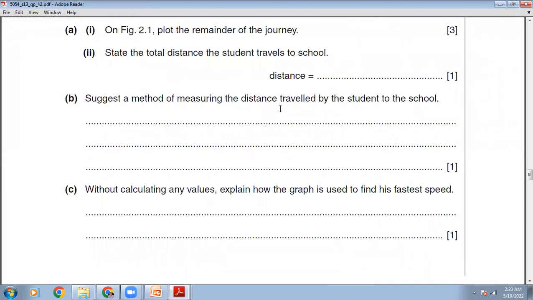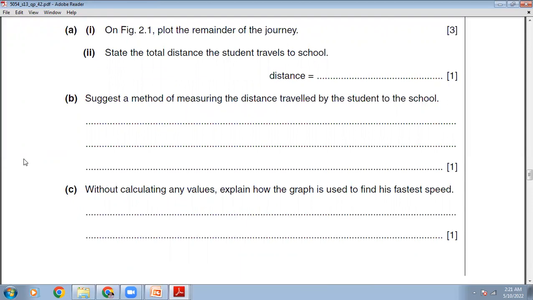So there's a method of measuring the distance traveled by the student to the school. One method of measuring the distance from their home to the school is to use a trundle wheel. A trundle wheel is a wheel with a handle, and every time the wheel completes a revolution, a sound is produced. What we do is take the trundle wheel with us when we are walking.